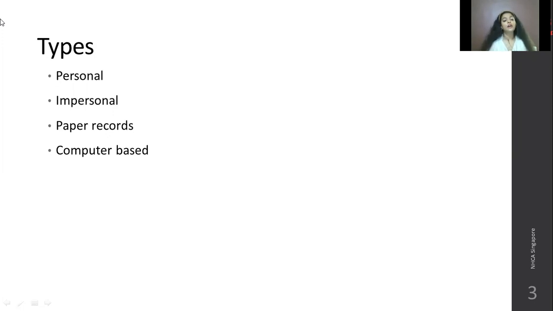In some cases you may have to take the consent of the patient if their medical records are going to be used for research purposes. Okay, then you have paper records. They are very conventional. It is very popular in India. It is still a very popular way of recording medical data in India.